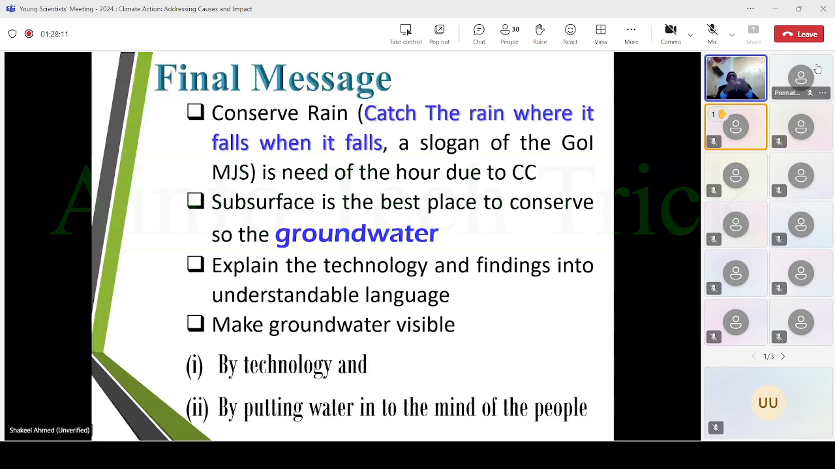So that's why the technology has to be explained to them in a different language. And what you have to do for that is make the groundwater visible. Because groundwater is normally invisible, and it has to be made visible by technology, because I have shown you the technology. A heliborne survey, let's say, is very advanced technology. There are many more things also. Technology like remote sensing also helps a lot sometimes. But much more important is putting the water into the mind of the people like this.